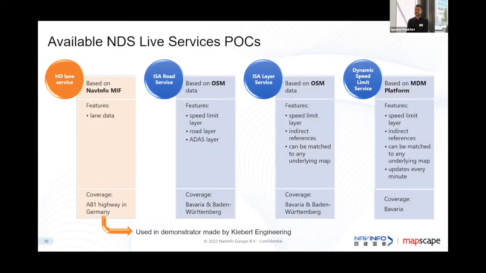What we do for NDS.Live, Navinfo has many services, also, for example, to support anonymization for data collectors to make sure that they are GDPR compliant, but you're mostly interested in the NDS.Live part. We have some proof of concept services available based on OSM data, based on our own data, and also in different variations. So with road network available with lane data, but also data that can be meshed on underlying services.